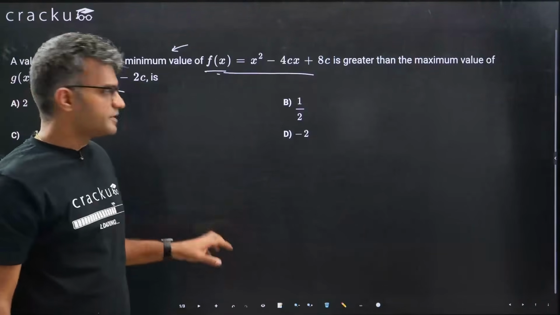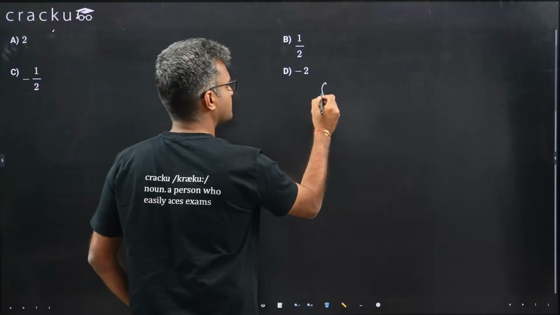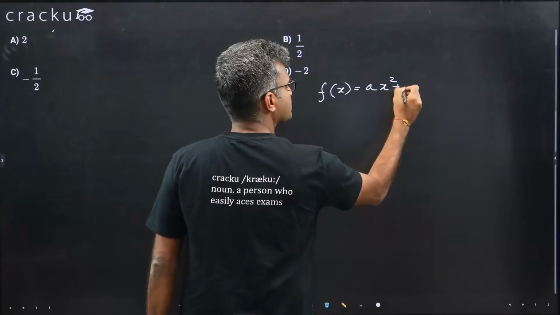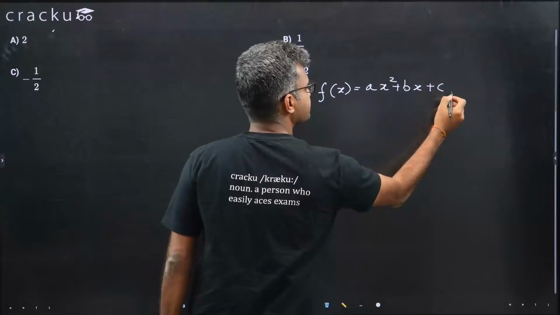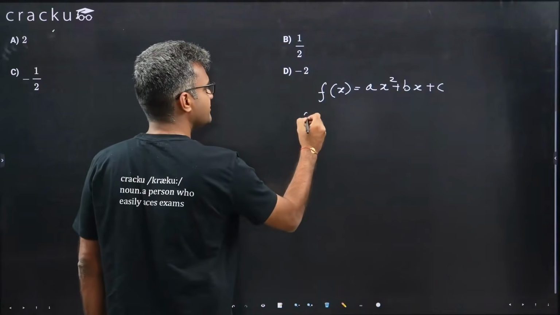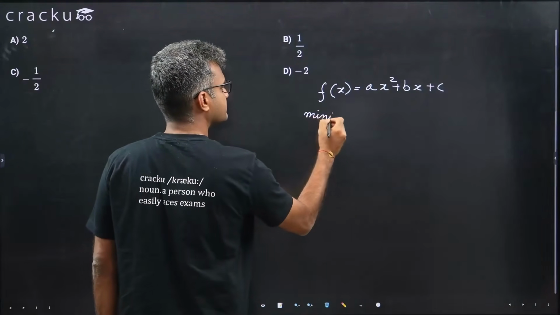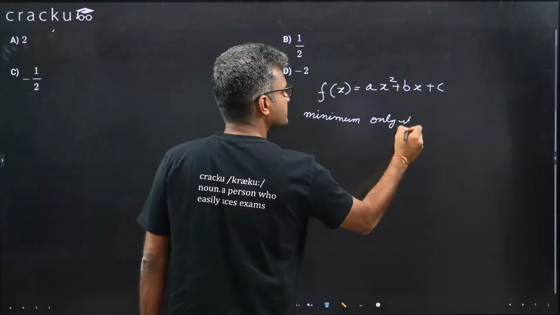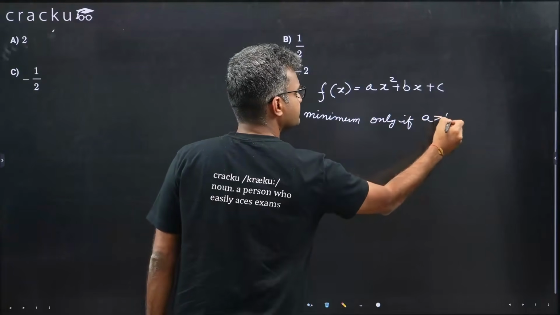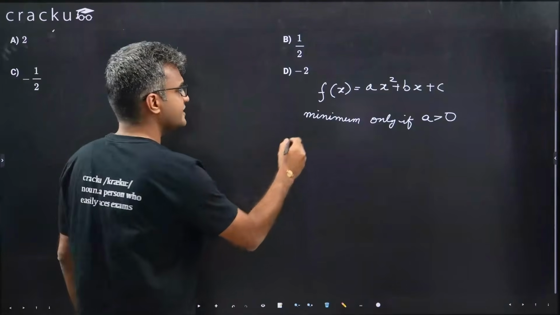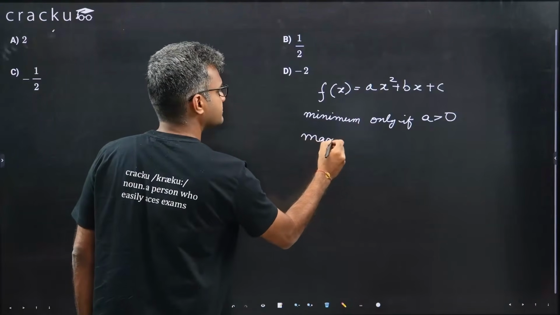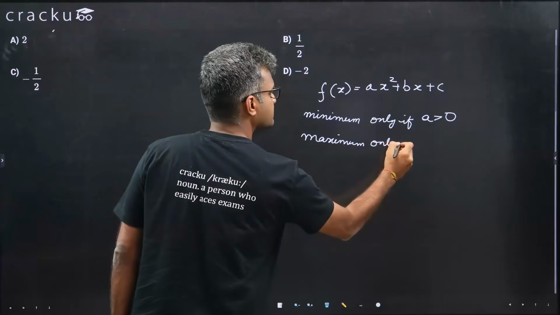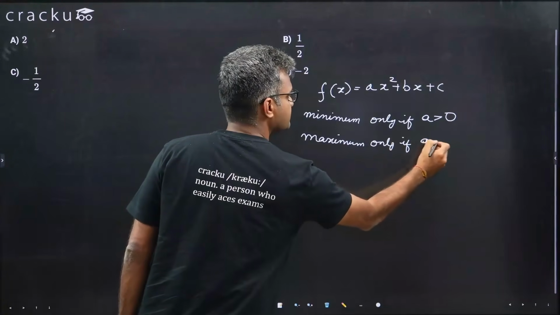Now, one thing that you have to remember is, if you have a quadratic equation of the form f of x is equal to ax square plus bx plus c, this will have a minimum only if a is greater than 0. This will have a maximum only if a is less than 0.